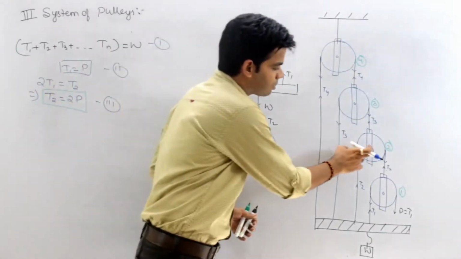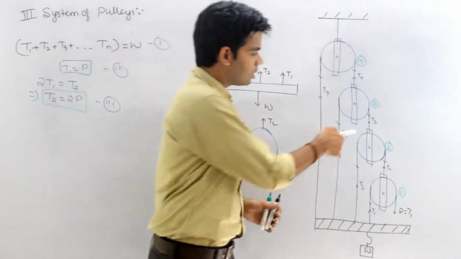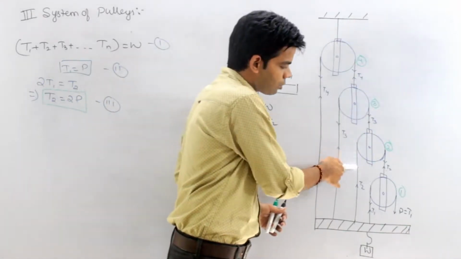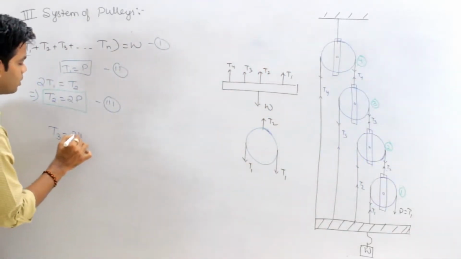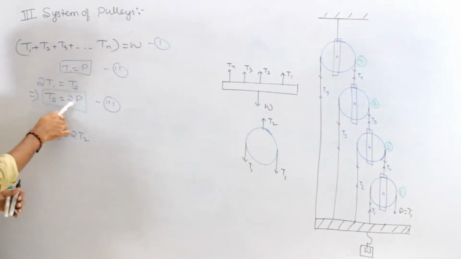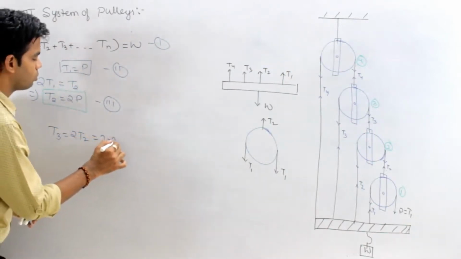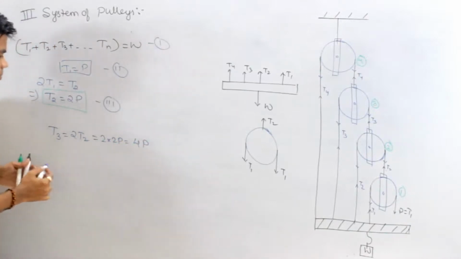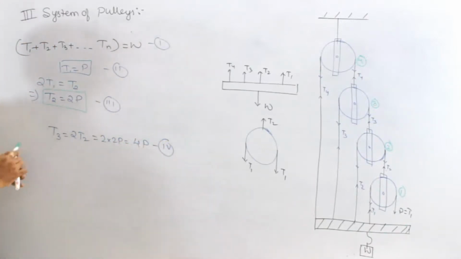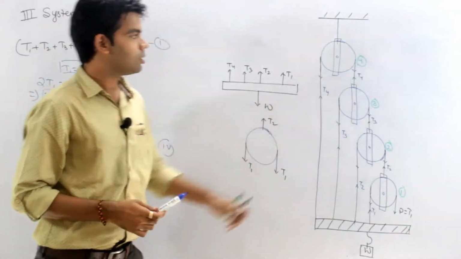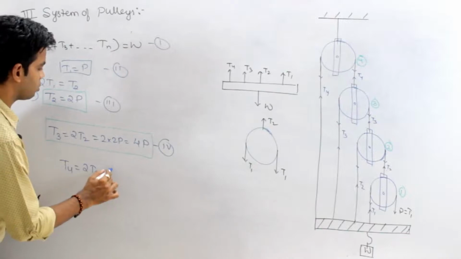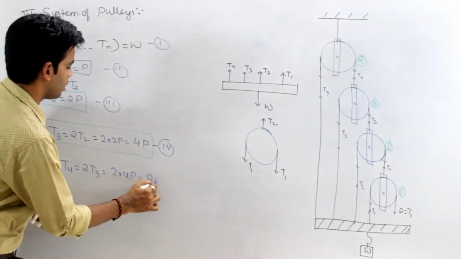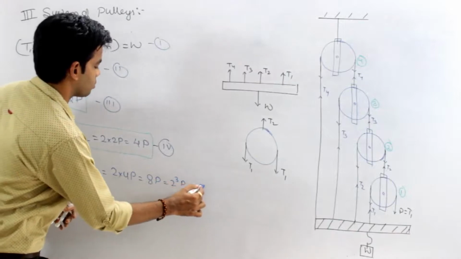Okay. Now, coming to the equilibrium of this pulley. What are the forces acting? The upward force is T3, the downward force is 2T2. That means T3 is equal to 2T2. And as we know, T2 is equal to 2 times P, so this will be equal to 2 into 2P, or 4P. This is suppose equation number 4. Similarly, considering pulley number 3, we get T4 is equal to 2T3, which is 2 into 4P, which is equal to 8P, or you can say 2 cube P. This is suppose equation number 5.